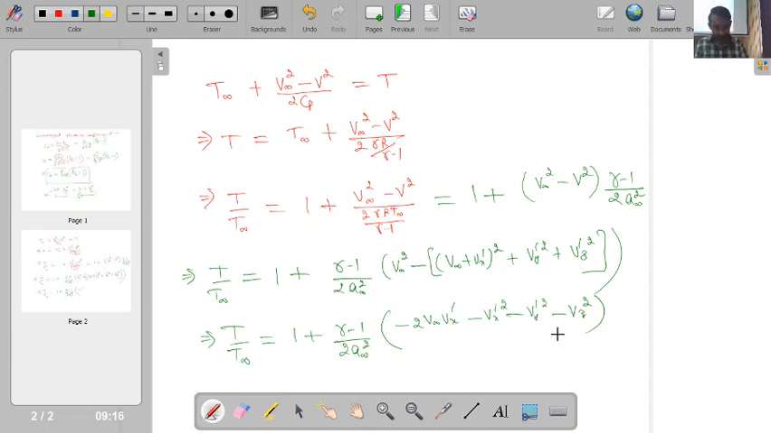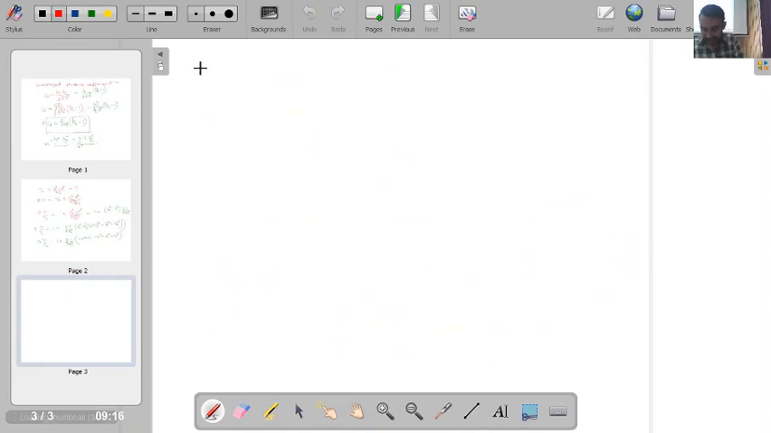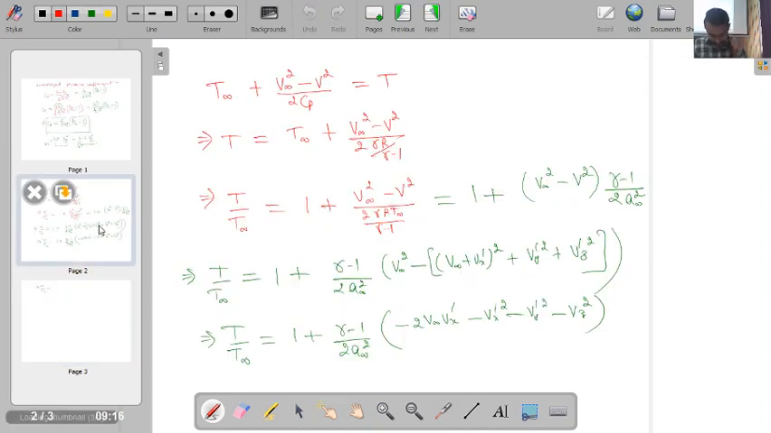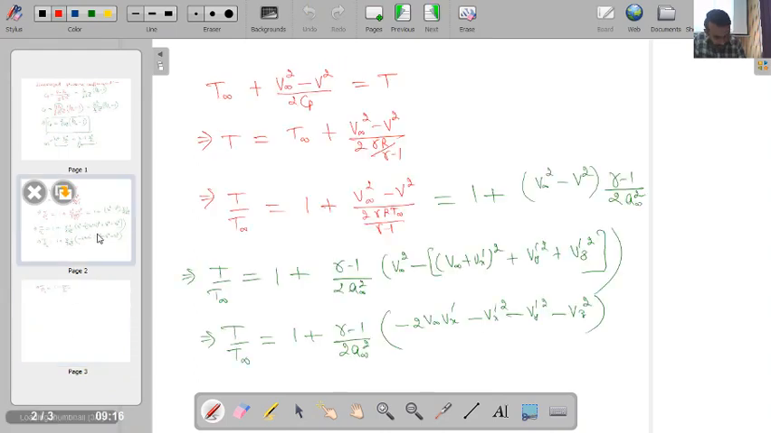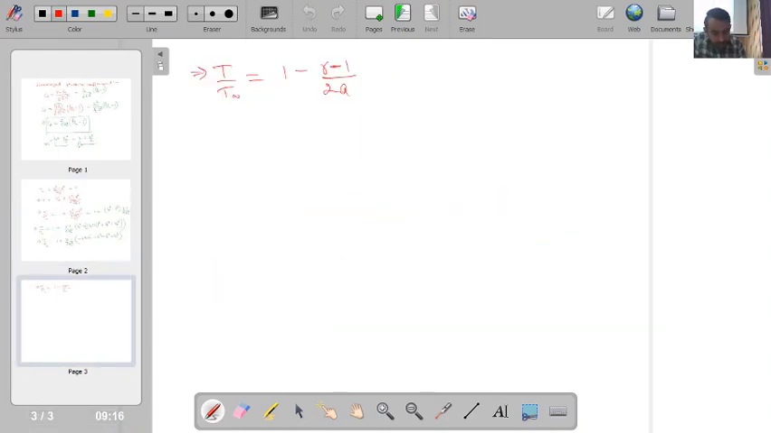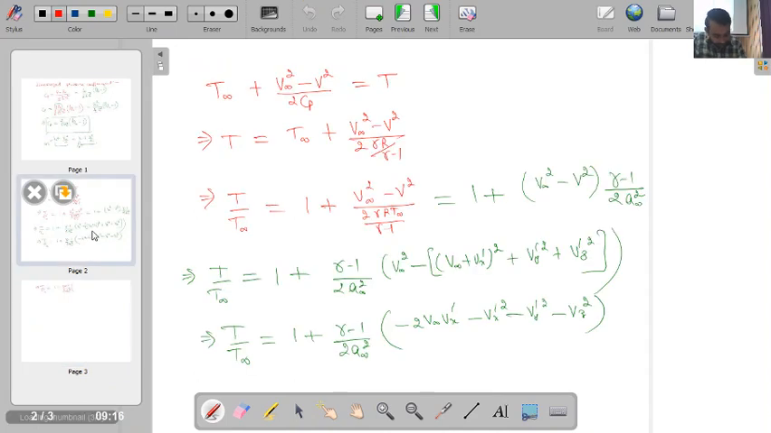So from here I can say that T by T infinity is equal to 1 minus (gamma minus 1) by 2a infinity square into, all these terms will become positive. Okay, so now let's also do one thing.